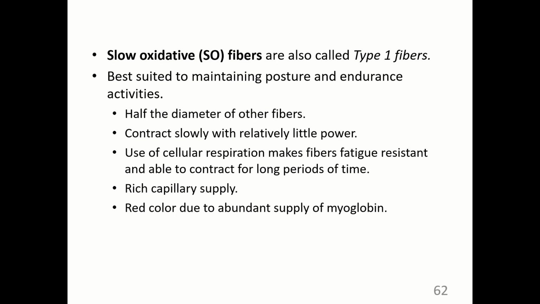Let's look at the three types of fibers based on whether they are slow or fast, and whether they are oxidative or glycolytic. Type 1 fibers are called slow oxidative fibers, and they are best suited to maintaining posture and endurance activities. They are half the diameter of other fibers. They contract slowly with relatively little power. They use cellular respiration, making them fatigue resistant and able to contract for long periods of time. And they have rich capillary supply and a red color due to the abundant supply of myoglobin.